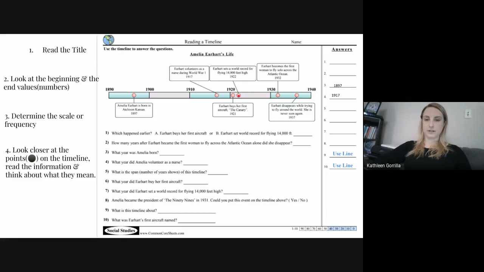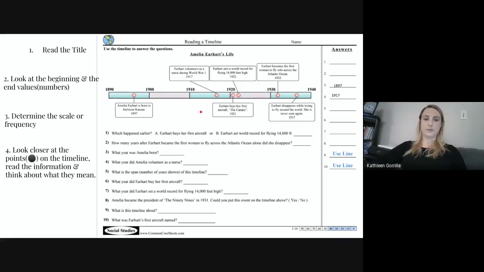Next line, next dot, follow the line. Earhart sets a world record for flying 14,000 feet high in 1922. Next dot, follow the line. Earhart becomes the first woman to fly solo across the Atlantic Ocean in 1932. Fly solo meant she flew by herself. And the last dot, Earhart disappears while trying to fly around the world. She's never seen again in 1937. So there's all of our information.